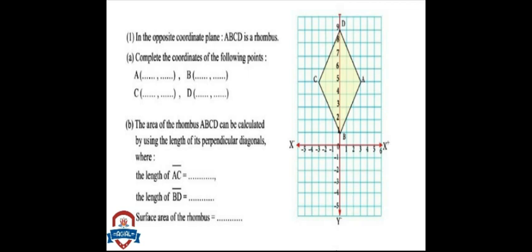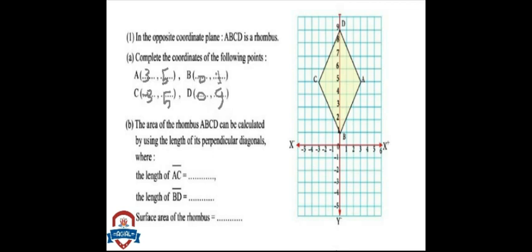The point A is after 3 steps from 0 on the ray OX. So A equals 3 on x and 5 on y. By the same way, B equals 0 on x and 1 on y. C equals -3 on x and 5 on y. And D equals 0 on x and 9 on y.